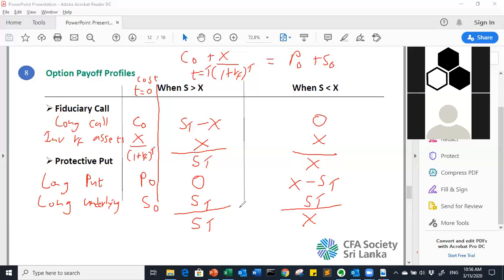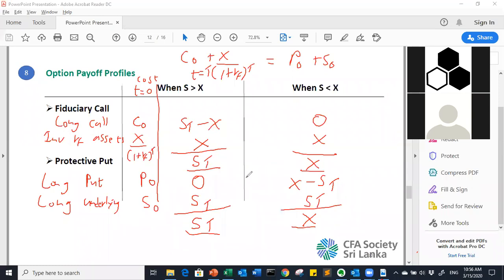Okay, so what we have here now is the fiduciary call and the protective put. What are the corresponding payoffs you're going to get in the different states of the world, and what is the cost of forming it? You can see that the corresponding payoffs for the fiduciary call and the protective put are the same.